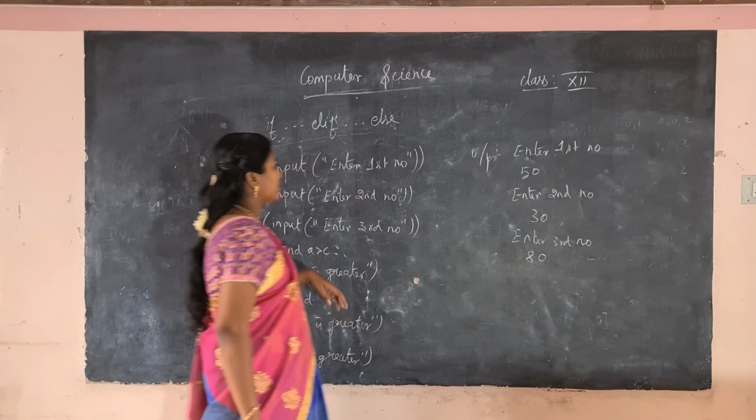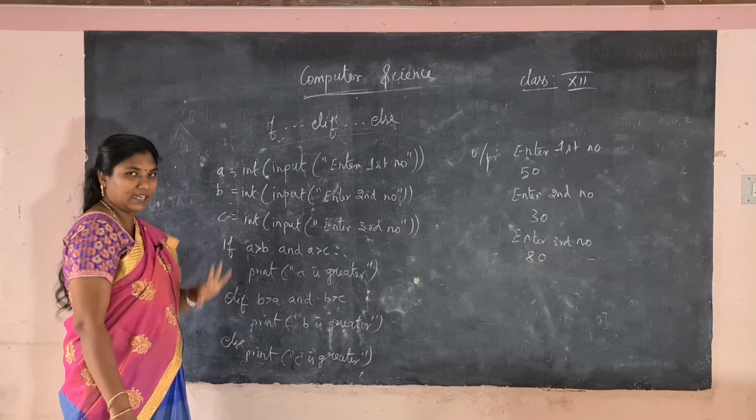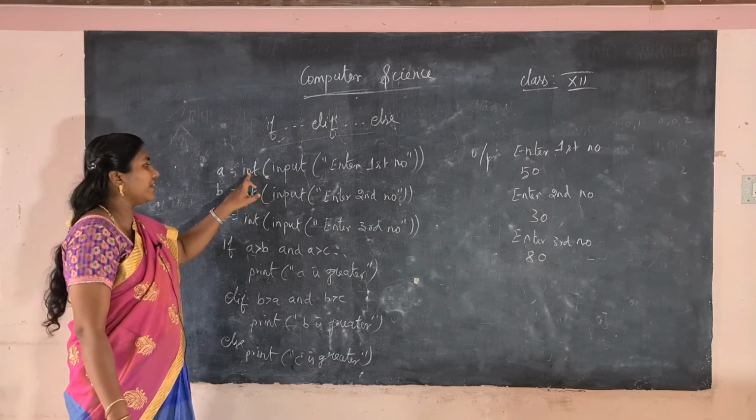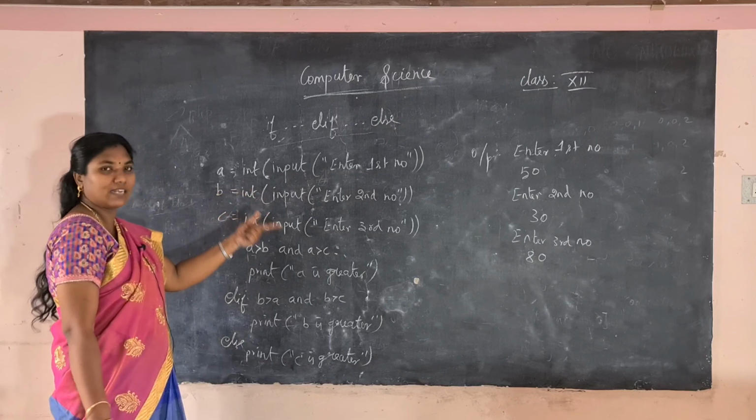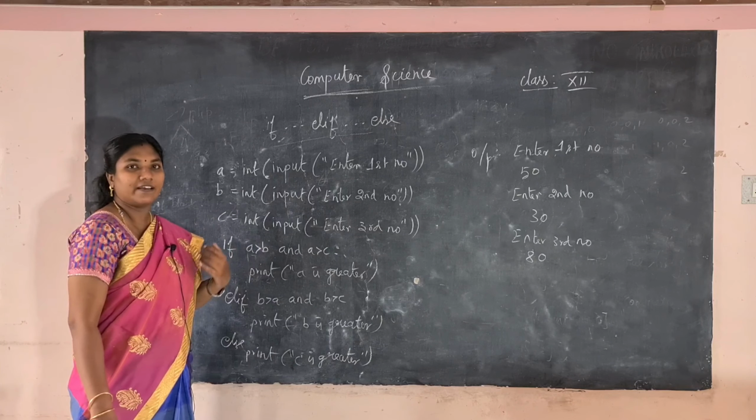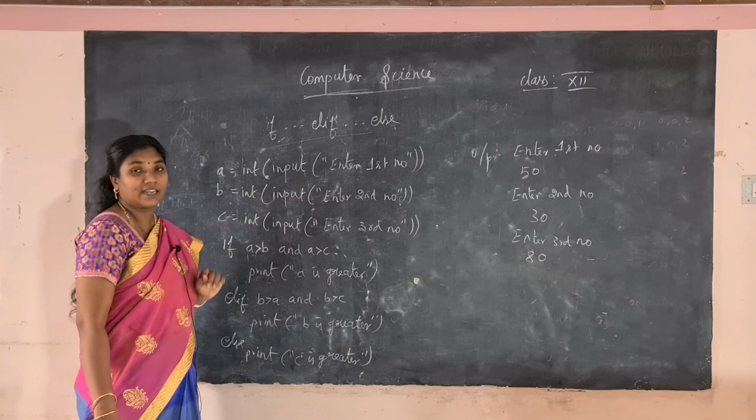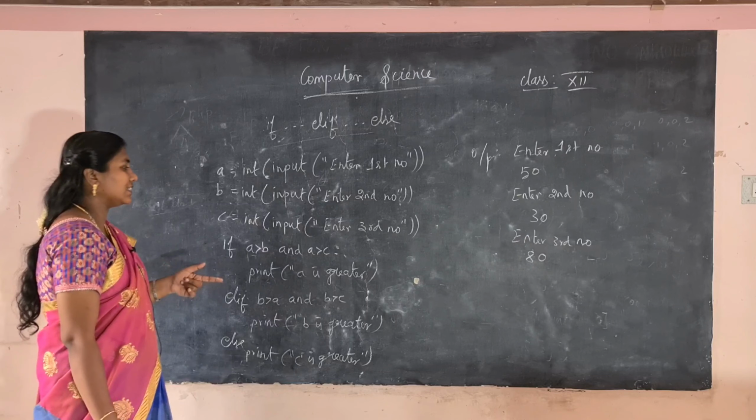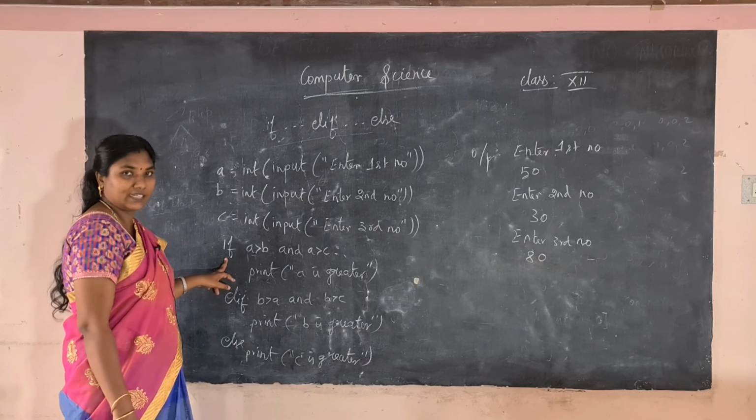Okay, so first, in the run mode we are going to get 3 numbers. So A is equal to int, as I am going to get a number I have given int here. Input enter first number, it will ask, you will give one value, so I have given 50, and the second statement int input second number, it will ask you to type the second number, I have given 30, and the third number is 80. So now it is going to check the condition.